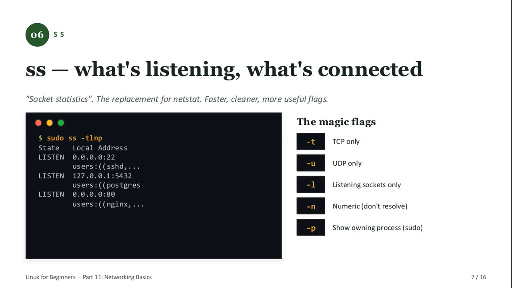Once you know your address, the next question is, what doors are open? That's where ss comes in, short for socket statistics, the modern replacement for netstat. The combo to memorize is sudo ss -tlnp: TCP sockets, listening only, numeric ports, and the process behind each one. Read it like a list of who's home. sshd waiting on 22, Postgres bound to localhost on 5432, Nginx serving 80 to the world. One command, and you instantly see what your machine is offering to the network.